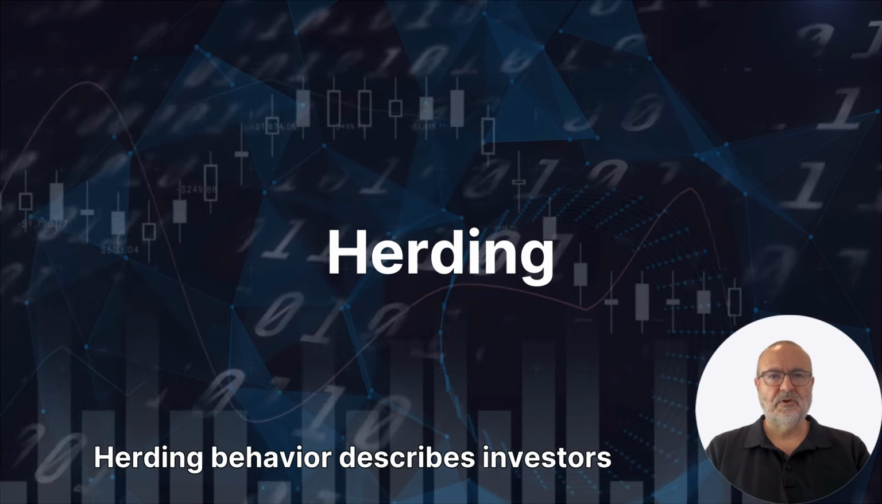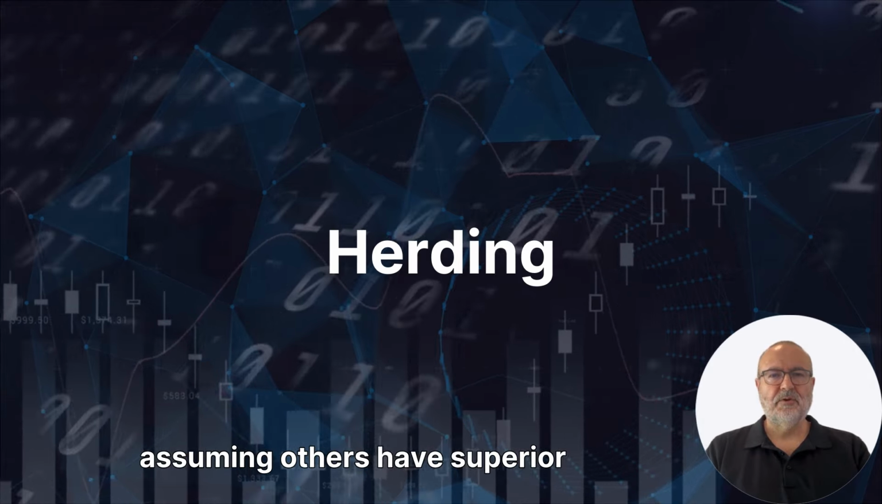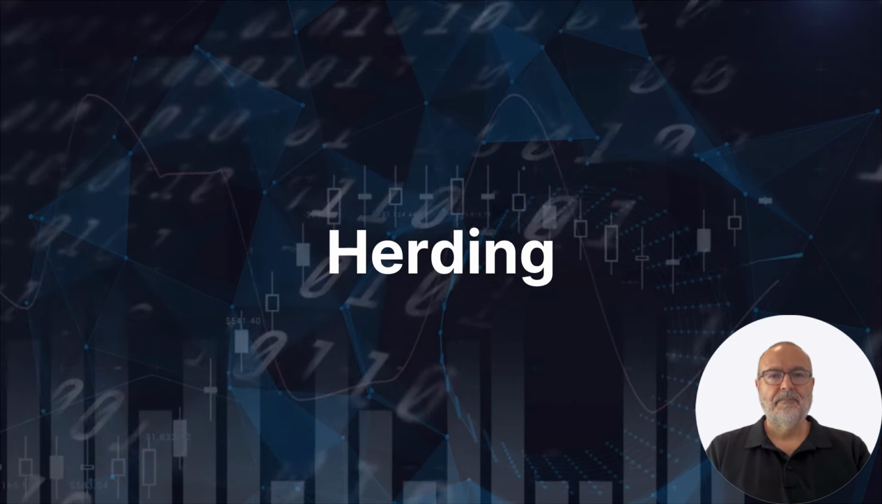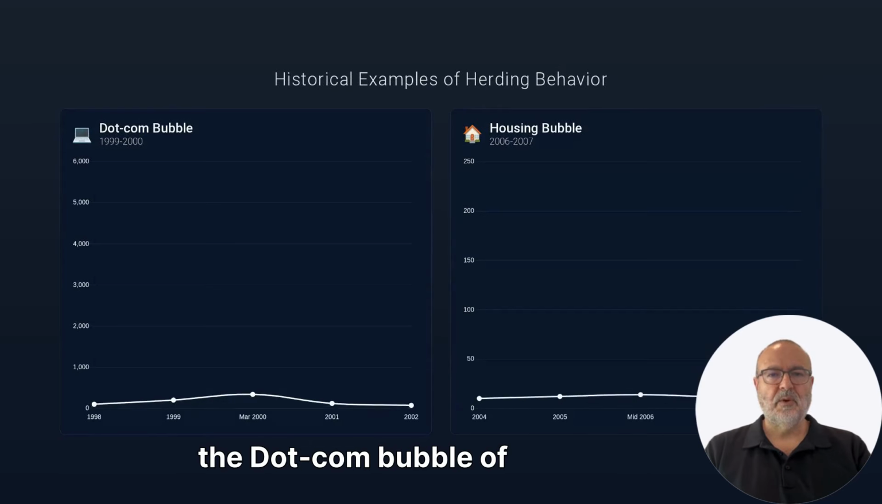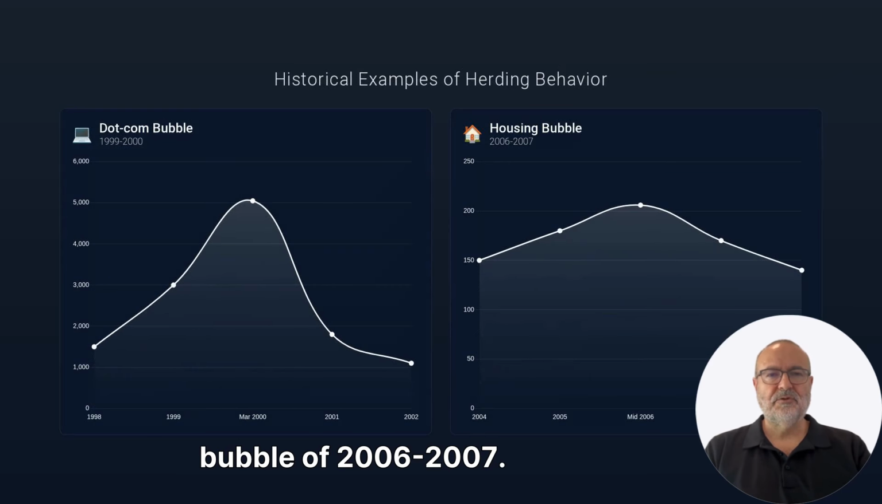Herding behavior describes investors following the crowd, often assuming others have superior information. This was evident in the dot-com bubble of 1999 to 2000 and the housing bubble of 2006 to 2007.